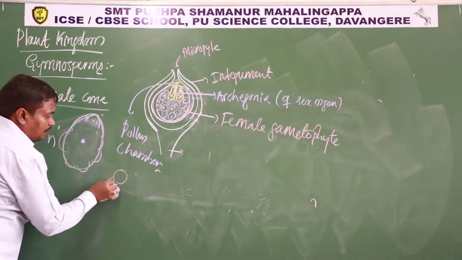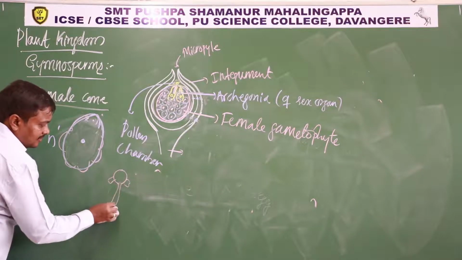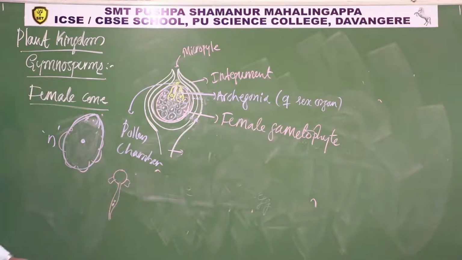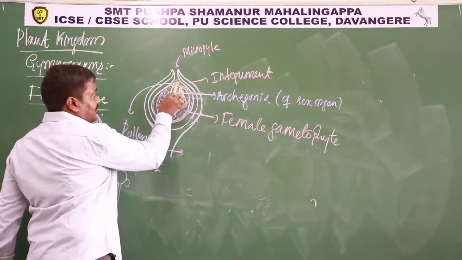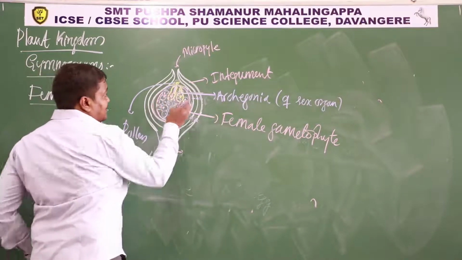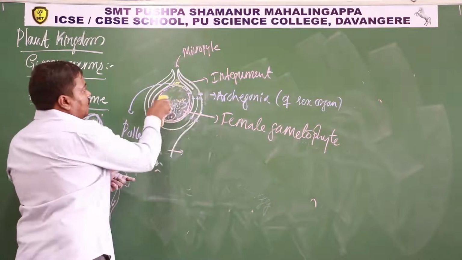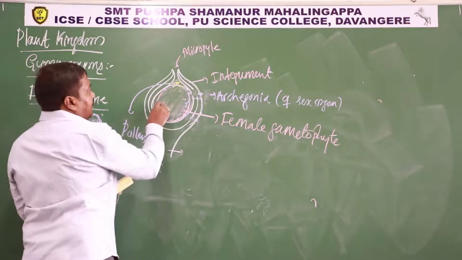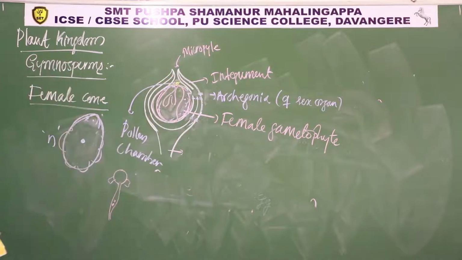Suppose this is a pollen grain. This pollen grain carries the male gametes. That male gamete fuses here. After fusion, a zygote is formed. Later this zygote develops into an embryo.